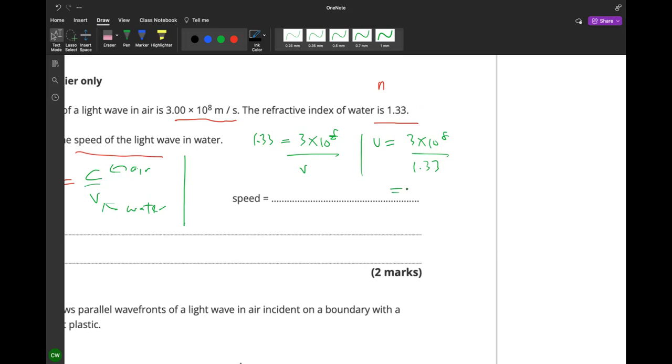Okay, 3 times 10 to the power 8 divided by 1.33. The answer is about 2.3 times 10 to the power 8 meters per second. Okay, can you get the same thing? Okay, good.